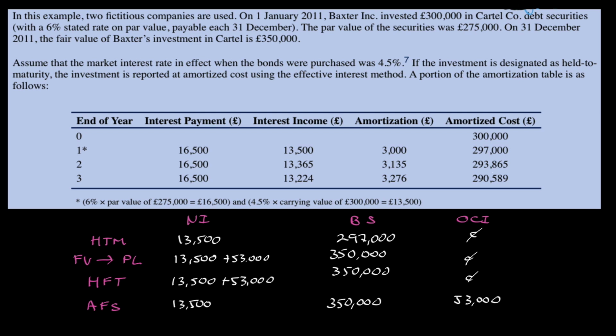Let's do the second part of this question. How would the gain be recognized if the debt securities were sold on the 1st of January 2012 for $352,000?